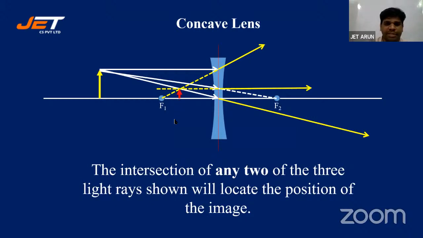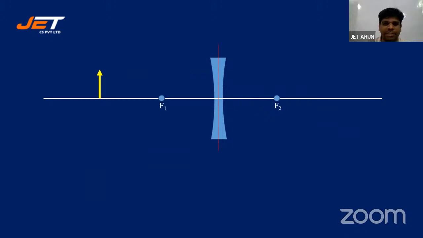And here is the intersection of the three rays where the image is formed. A minified, erect, and virtual image. Note from the ray diagram, you will always get a minified image using a concave lens. Minified, diminished. The opposite of magnified is minified. So no matter where the object is, you will always get a minified image, always virtual, erect. All right. Let's go further.